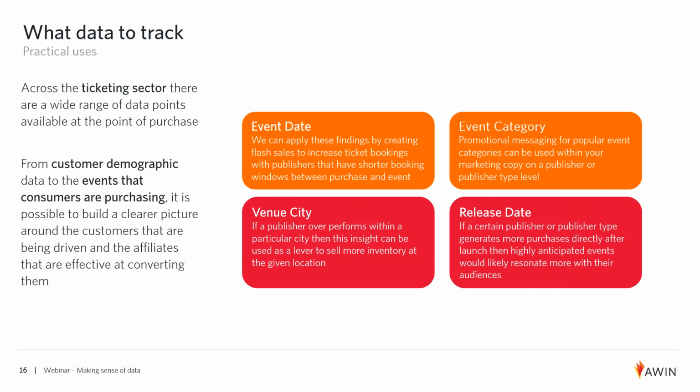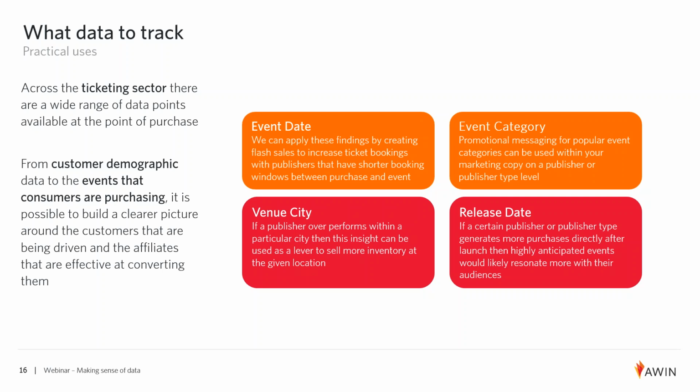So looking at the practical uses across the ticketing sector, first we have event date. We can apply these findings by creating flash sales to increase ticket bookings with publishers that have shorter booking windows between purchase and event. A suggestion around event category would be to perhaps run a whole campaign around this segment. If you know a publisher has a great reputation for festival sales, then you could run a pre-teaser campaign to build the initial interest with the intent to gain strong performance numbers on the launch day. This works hand in hand with the release date parameter also.